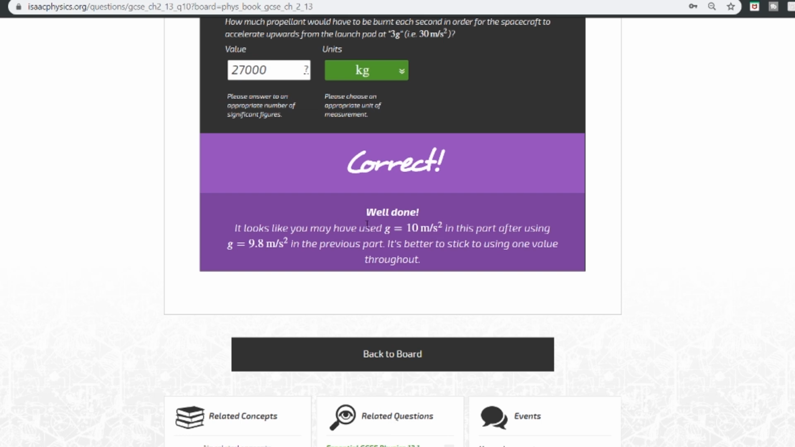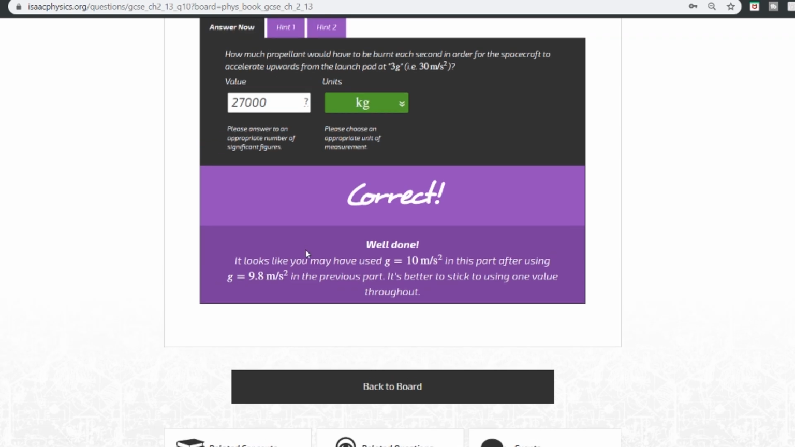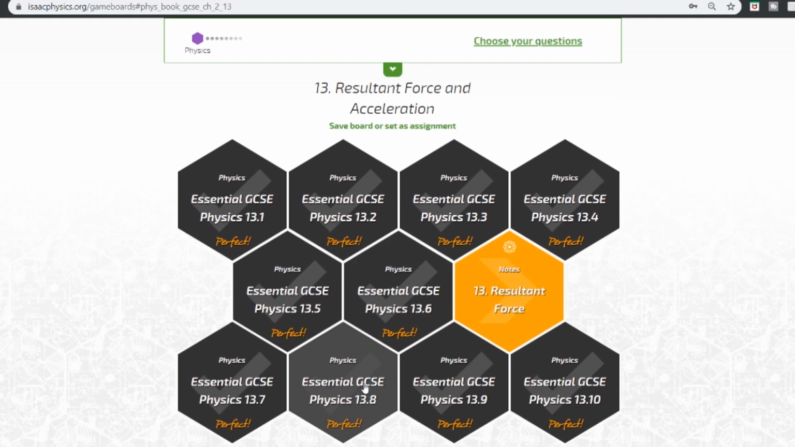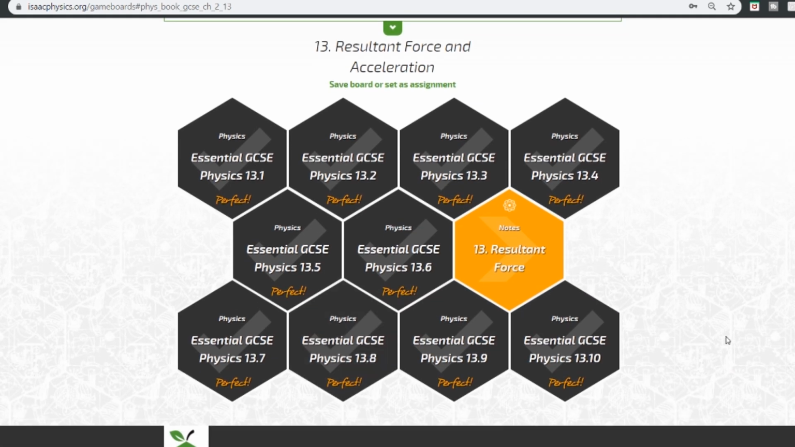It says I might have used G as 10 rather than 9.8 in the first one. I don't know if I did use that, but anyway, it doesn't really matter which value you use. I think Isaac Physics records that. So back to the board, look at that.